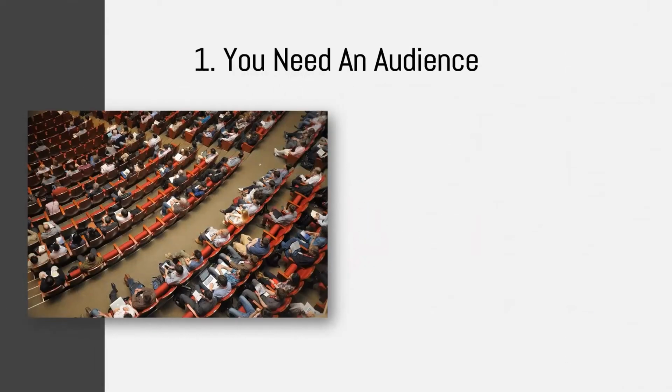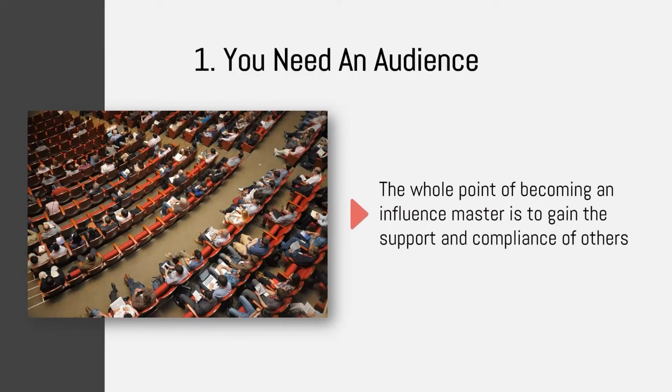1. You need an audience. The whole point of becoming an influence master is to gain the support and compliance of others. In order to do this, there have to be other people involved. Whether this is a single individual or thousands of people, doesn't matter. You must have an audience for influence and persuasion to work.